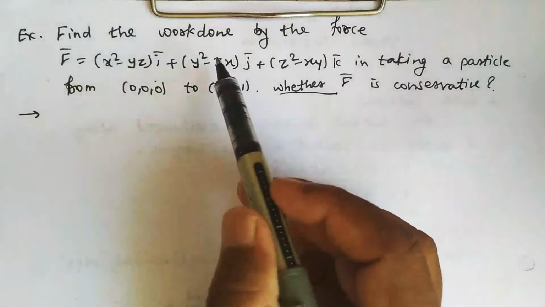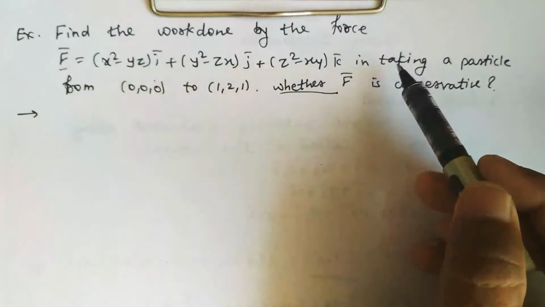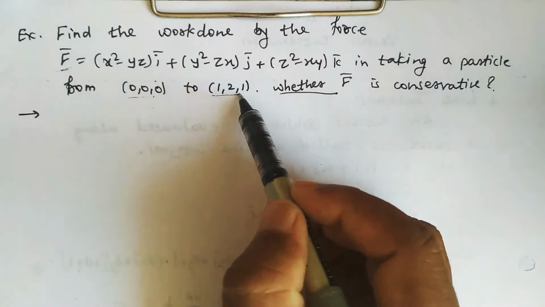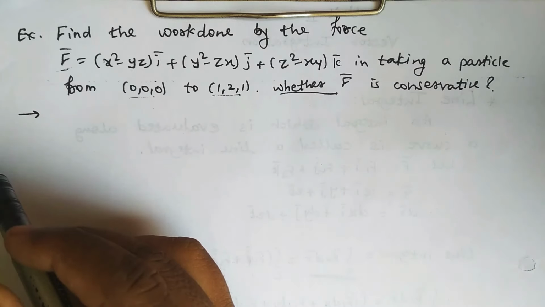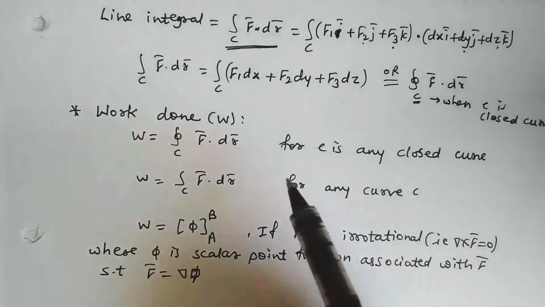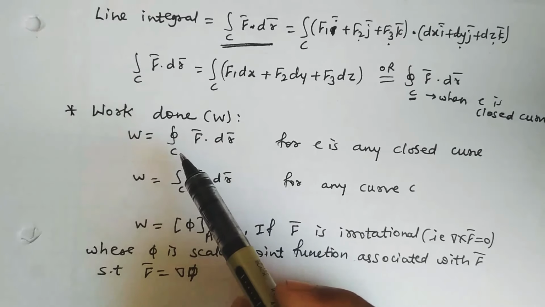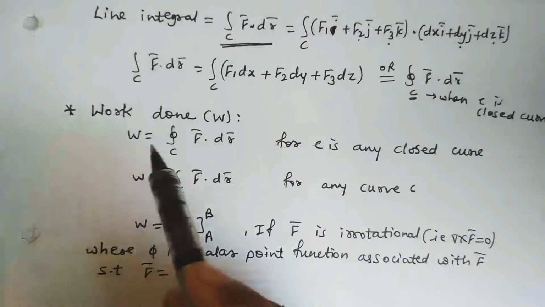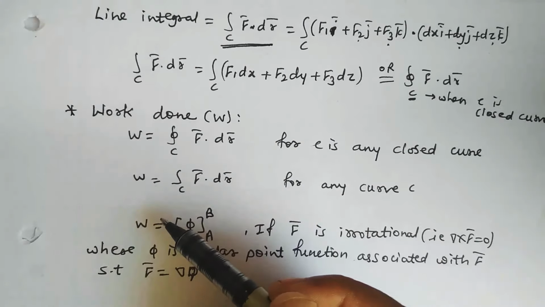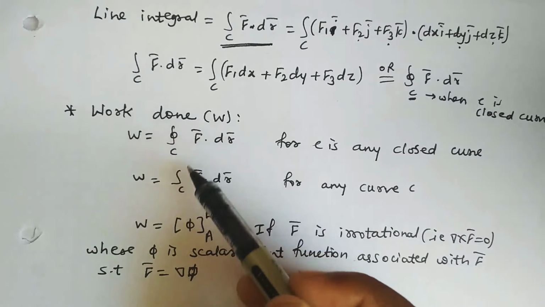Now first of all we have to find the value of work done. F bar field is given and taking a particle from 0 0 0 to 1 1 1. Now how to solve this example or how to find the work done? There are three different formulas we have written here for work done. So this formula is for if our curve is a closed curve. Now it is given that this work done you have to find from the point 0 0 0 to 1 1 1. So we don't know which type of curve is given or what is the path of the curve. So we can't use these two formulas.